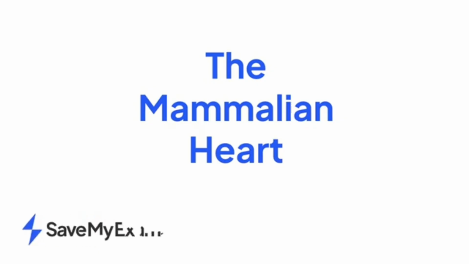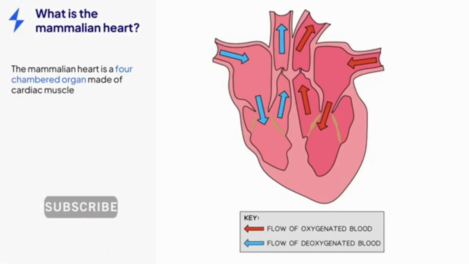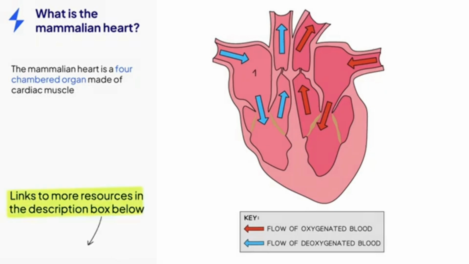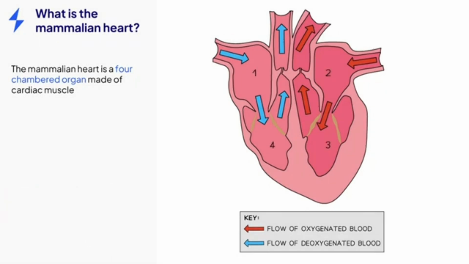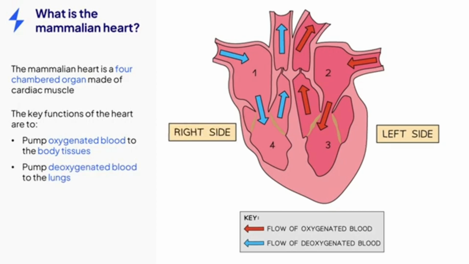This video is on the topic of the mammalian heart. So what is the mammalian heart? Here we can see an image of the heart showing it is separated into 4 chambers, with a distinct left and right side. The left-hand side receives oxygenated blood from the lungs and pumps this to the body tissues, whilst the right-hand side receives deoxygenated blood from the body tissues and pumps this to the lungs.